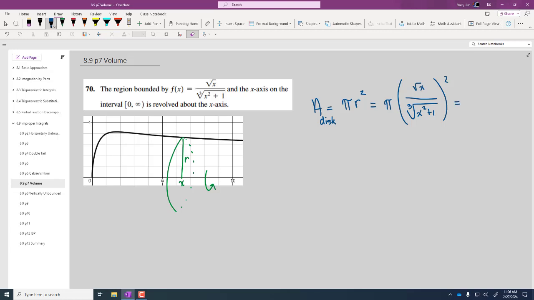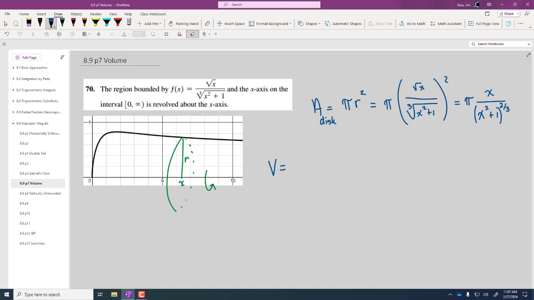Let's maybe simplify this before we go on. The numerator becomes x. The denominator becomes x squared plus 1 to the 2/3. That's a third root, so that 3 is in the denominator of the exponent, and that square is in the numerator. Okay, so that's the area.